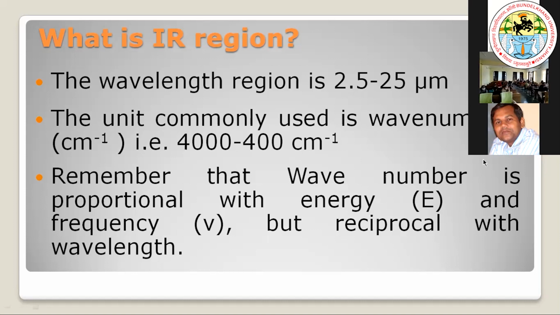In the IR region, the wavelength you use is 2.5 to 25 micrometer. I would like to recall that in UV spectroscopy, you measure wavelength in angstrom unit or nanometer unit. In the IR region, you measure the unit in micrometer or centimeter inverse. When we consider wave number, it is the reciprocal of wavelength, and the most important region which you find in your IR spectra is 400 centimeter inverse to 4000 centimeter inverse.